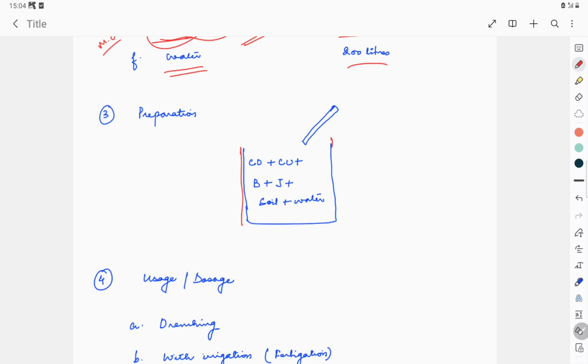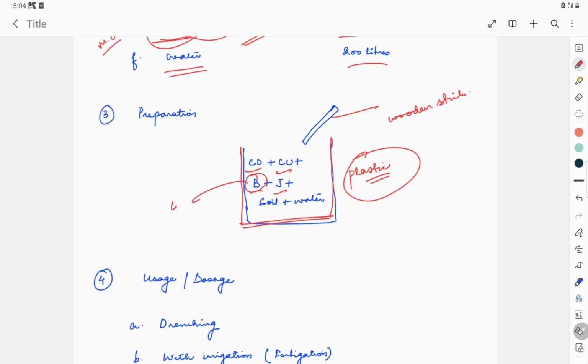I've made this barrel for you. It should be plastic. The barrel should be of plastic, not of any iron or steel that is going to disturb our preparation. So we need a plastic barrel, and we need a plastic or wooden stick. We are going to add everything: cow dung, cow urine, besan, jaggery. I forgot, besan is basically gram flour, right?